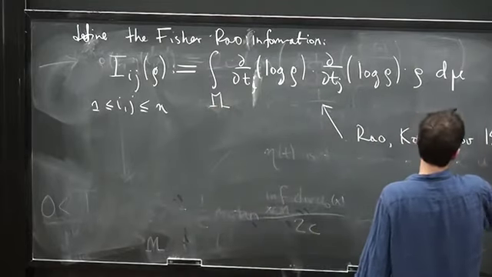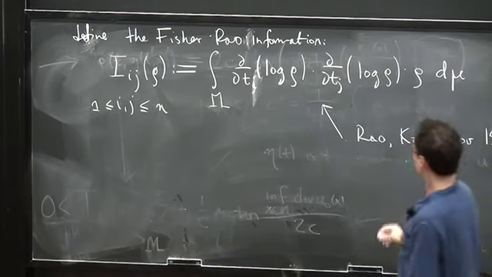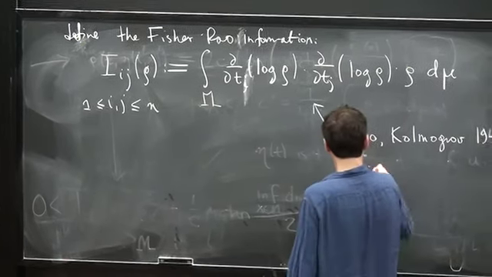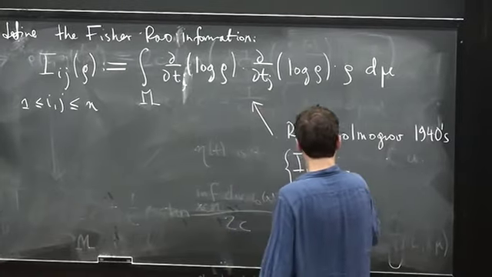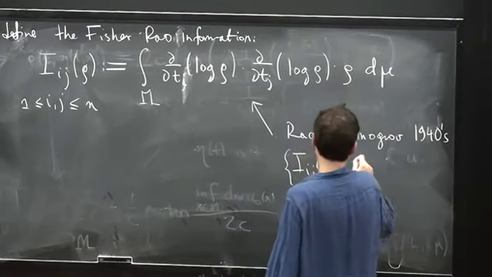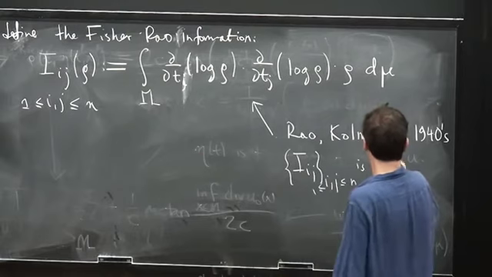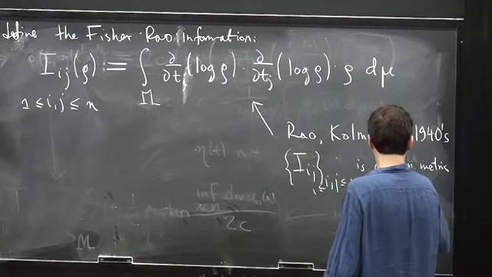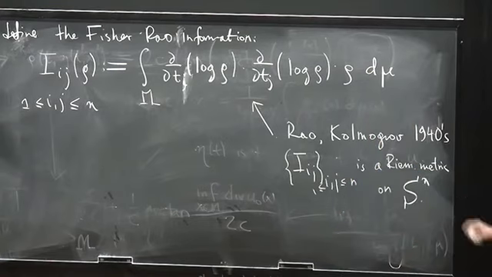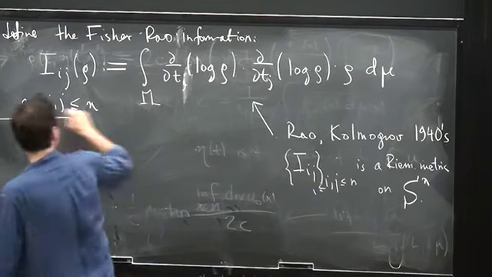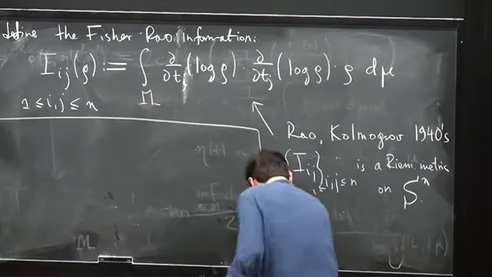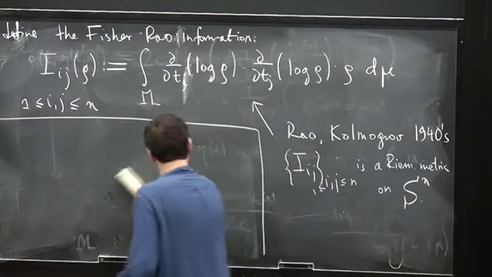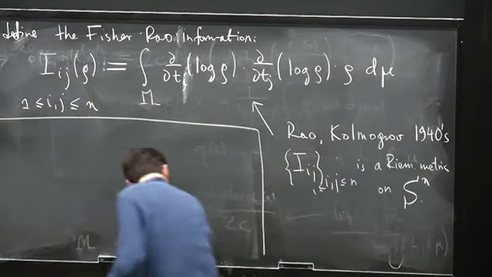This is the 1940s, when they observed that this n by n matrix, ij from 1 to n, can be viewed as a Riemannian metric on the statistical manifold S_n, associated with that family. Okay, so here comes the connection to the geometry that I was describing.